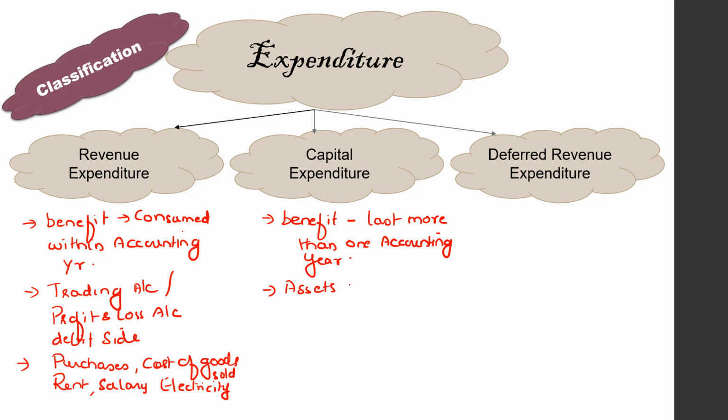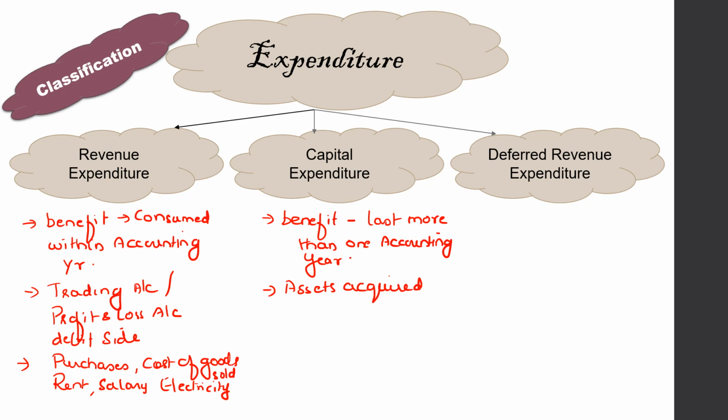When assets are acquired, now what are assets? Those which are the resources owned by the business are called assets. They will be used in the business, like your building, plant and machinery, computers, vehicles, and so on. So when you acquire them, you're going to use them for a number of years. It's not that you're going to buy a machinery, use it for a year and it is over. No, it is going to be used for several years.